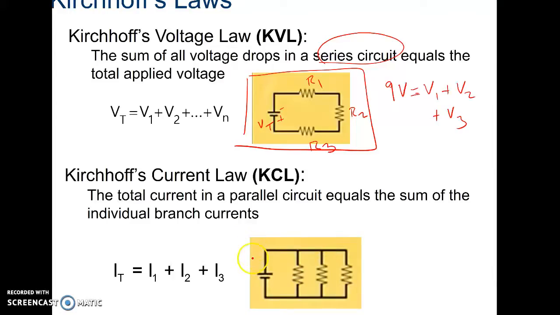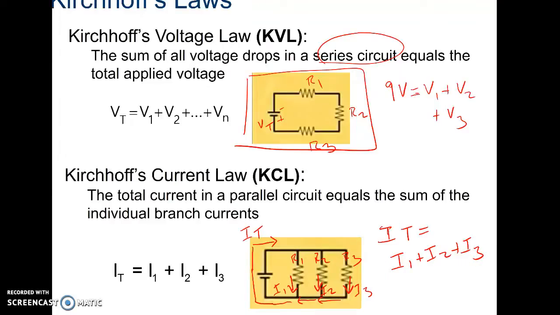So essentially, the total current that's going through the battery, if we call that IT, right, it flows this way. Then if this is R1, and this is R2, and this is R3, then the current through R1, we can say that's I1. The current through R2, we call that I2. The current through R3, we'll call that I3. When these add up together, when they all meet, then that gives you your total current. Okay, so in this case, I total would be I1 plus I2 plus I3. And that's what Kirchhoff's current law is.